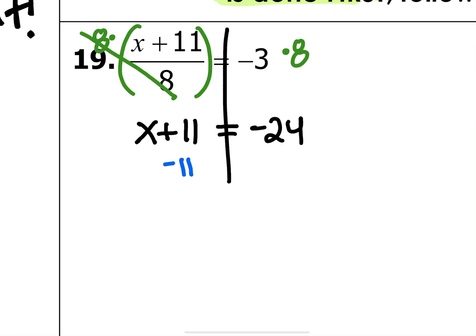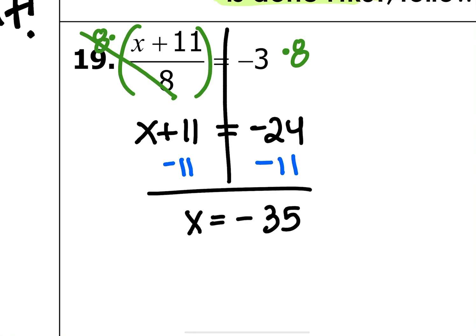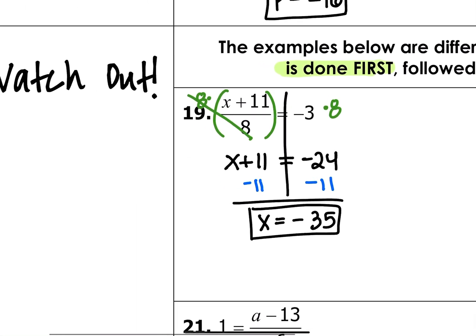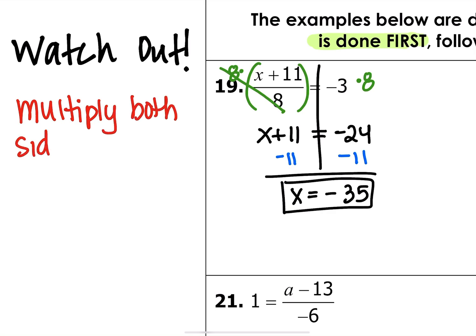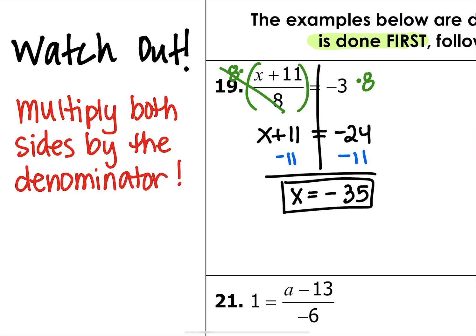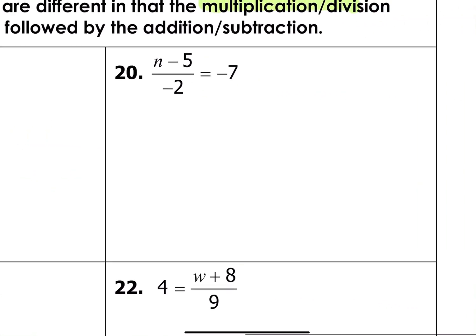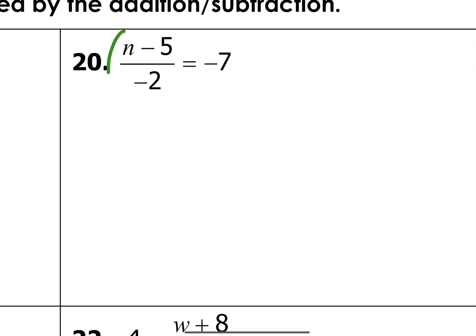Now I get rid of my constant. So make yourself a note. Multiply both sides by the denominator. That's what we're going to do here. So number 20, we're going to multiply both sides by the denominator.